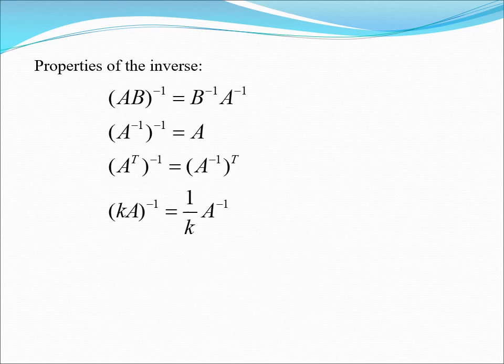In the case of properties of matrices, the inverse of A into B gives you B inverse into A inverse. The inverse of the inverse matrix is the matrix itself. Then the transpose of the inverse is the inverse of the transpose. Then if a scalar k is multiplied to a matrix A and its inverse is taken, then the inverse of the scalar is 1 by k and the inverse of the matrix is A inverse.